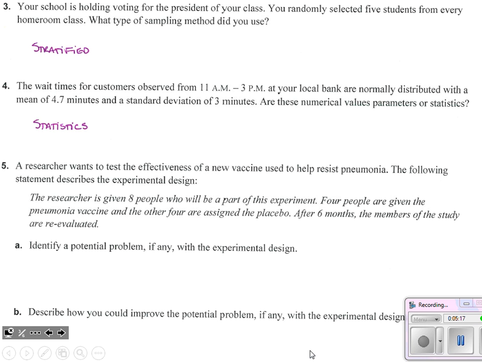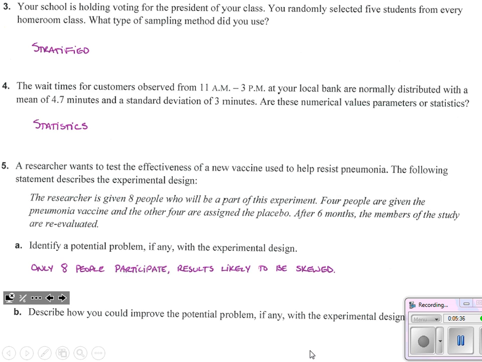Identify a potential problem. Well, right away, the researcher is only given 8 people. That is a very small sample size. There's only 8 people. The results are likely to be skewed because 8 people are not likely to represent the entire population. Okay, so how could you improve this problem with the experimental design?